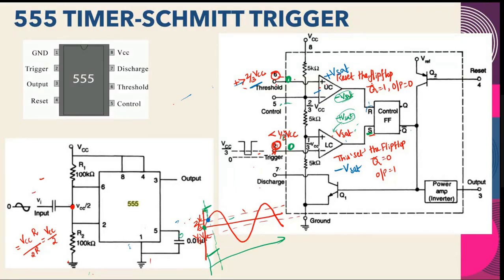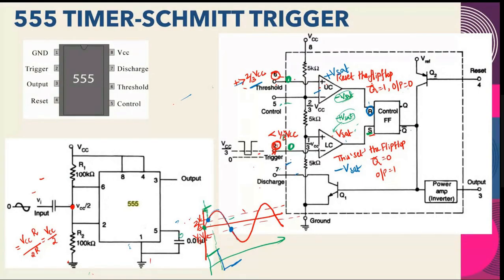So the reset pin will be enabled. When the reset pin is enabled, Q bar will be 1. Output will be 0. Output will be some negative voltage. So the input voltage is increasing, that is present. Then it is decreasing. When it decreases less than 1 by 3 VCC, the next threshold, the lower comparator will be triggered.